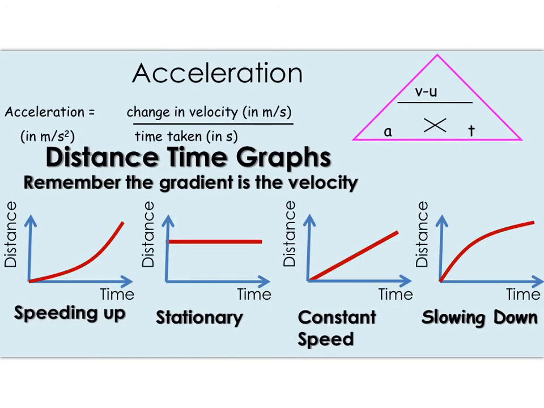So now let's look at acceleration. Acceleration is a rate of change of velocity. Acceleration is measured in meters per second squared. And you can see the equation that you'll have is a = (v - u) / t.